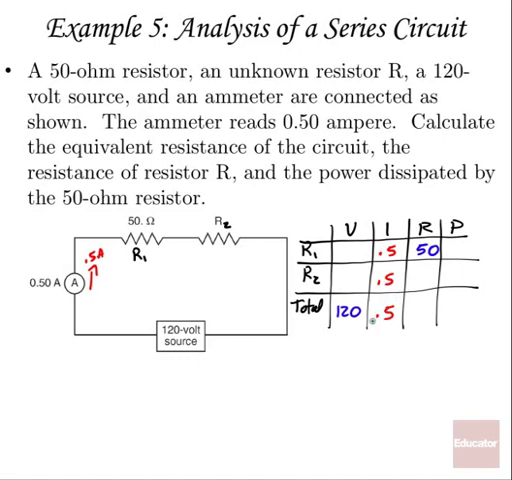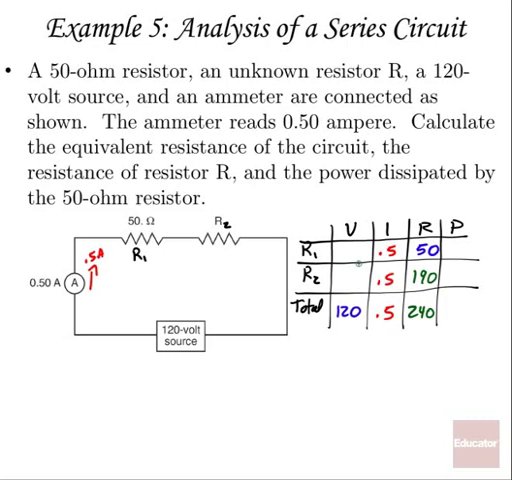Now, let's start down here. We know 2 things in this row. If R equals V over I, 120 over 0.5, that's going to be 240. Our total resistance must be 240. Well, if our total resistance is 240 and R1 is 50 ohms, they're in series, so what do we add to 50 to get 240? Well, that must be 190 ohms.